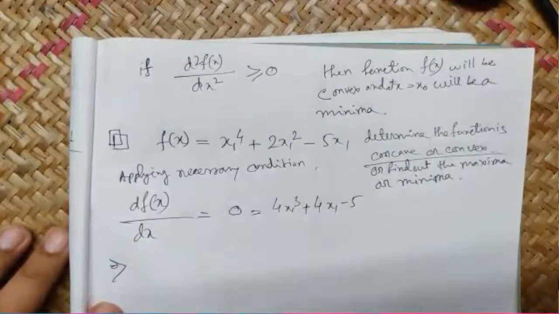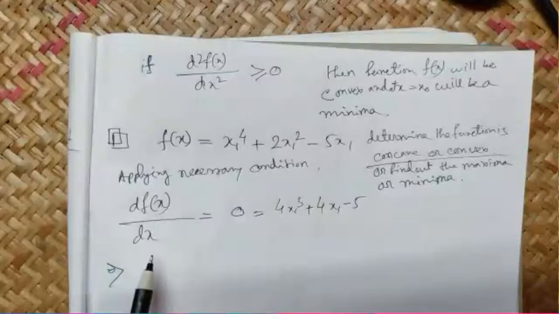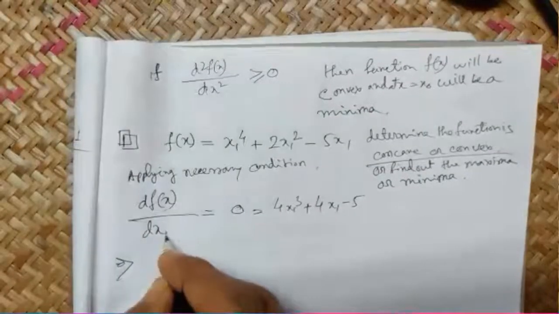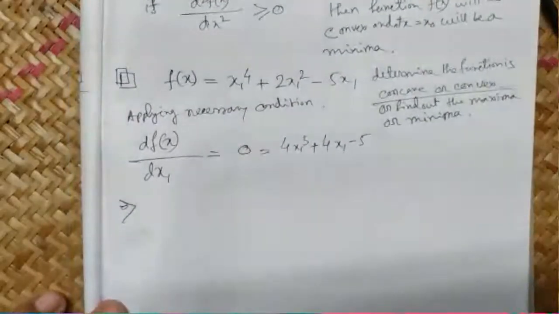Yes, someone was saying something. Sir, it should be dx1, no? Yes, yes, what are you saying? Sir, dfx by dx1, no? dfx dx1, right, right. This is the variable x1. Thank you very much, you got a right point, my mistake.